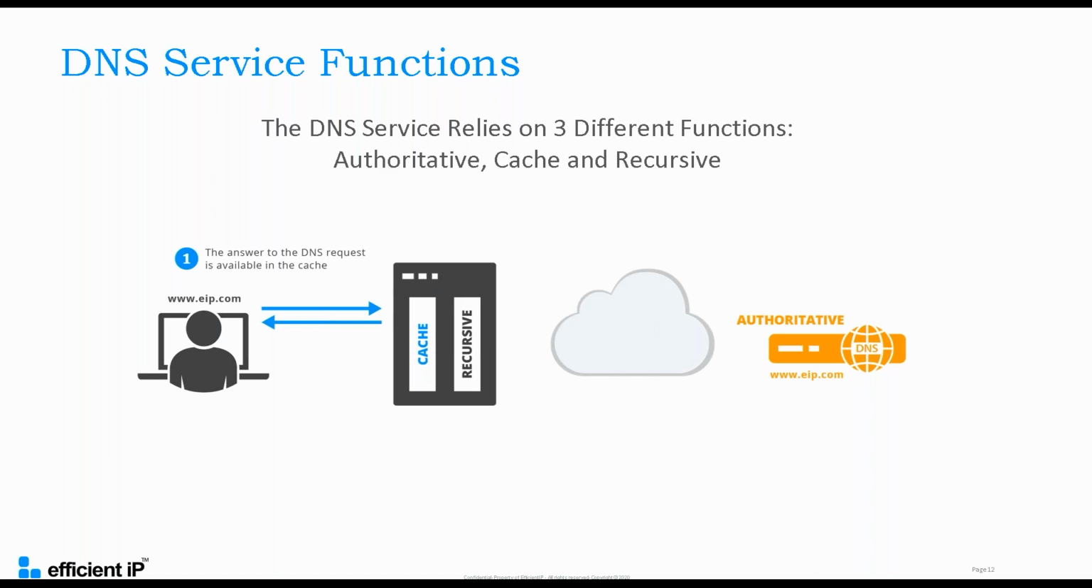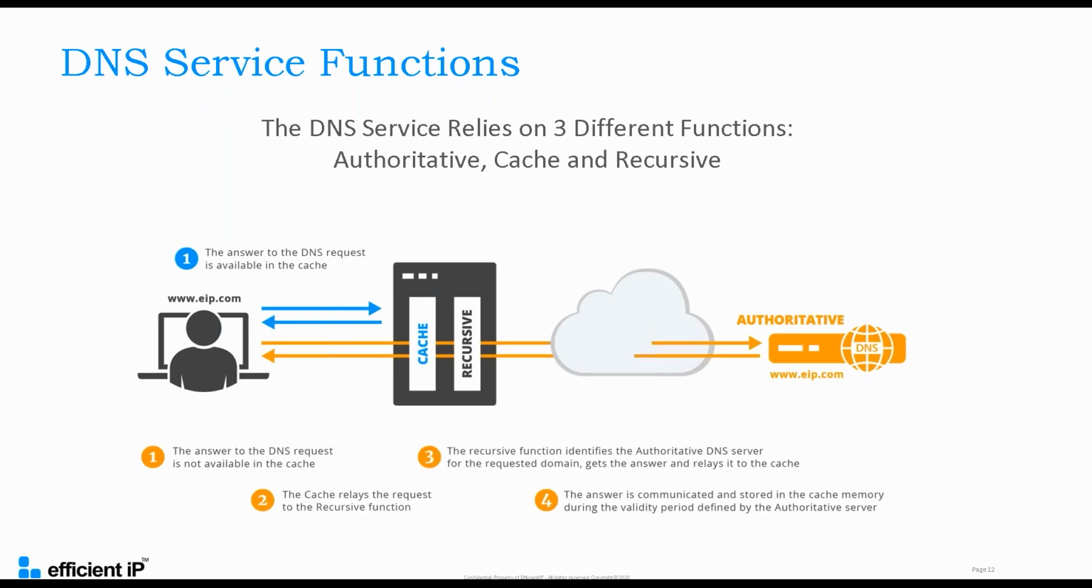So first of all, the DNS function relies on 3 different functional aspects. It revolves around an authoritative resolver, a cache function, and a recursive engine. So the 3 functions are typically part of one instance, and in this instance, a user is asking for efficientip.com. Their query is forwarded to their local cache resolver, and if the query is in the cache, it's returned to the user immediately. So great for performance, and no forwarding of traffic out to the internet.